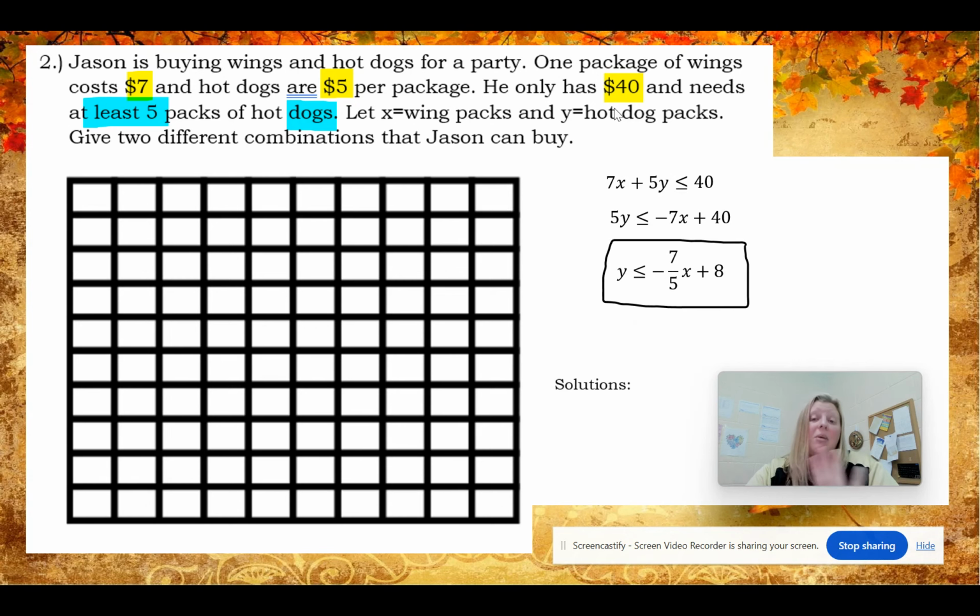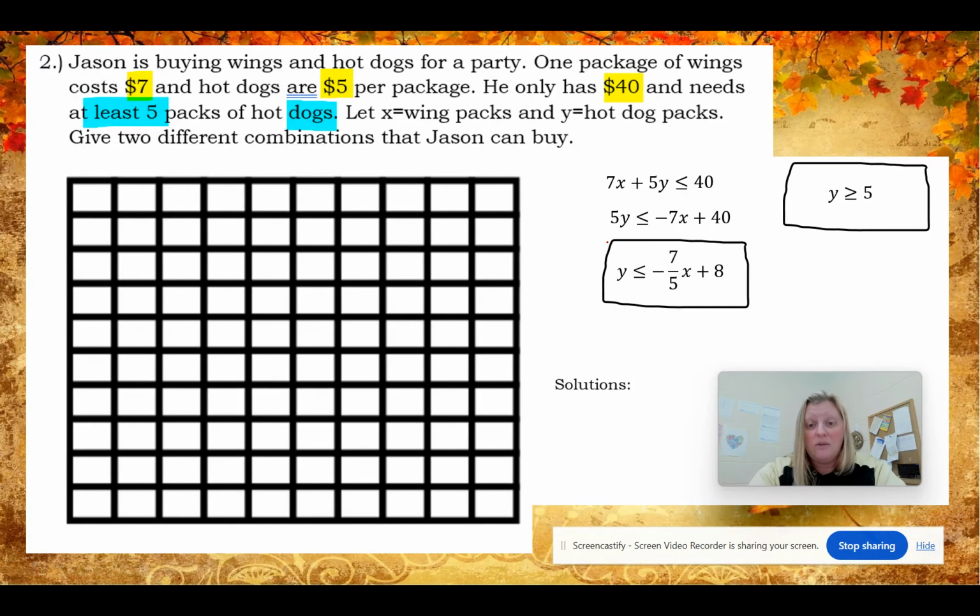So that took care of the whole money stipulation. There was another stipulation here. It says you have to have at least 5 packs of hot dogs. Well, hot dogs is represented with a Y. So you want Y to be at least, which means greater or equal to 5. That's the other line you're going to graph.